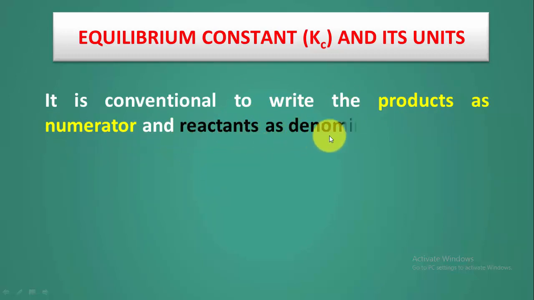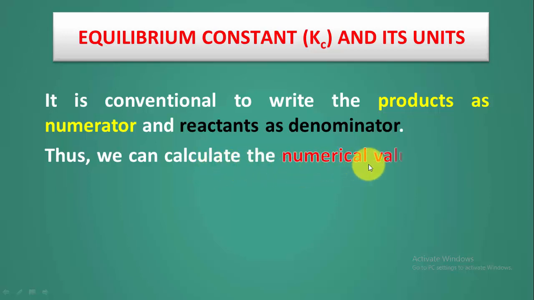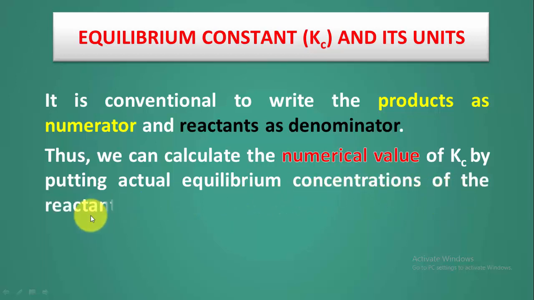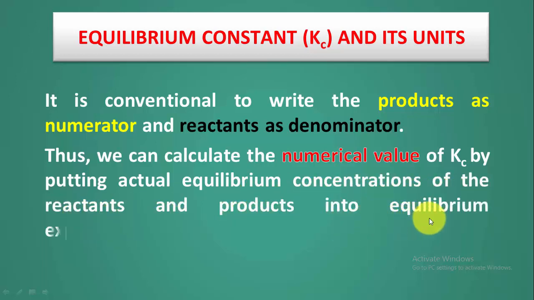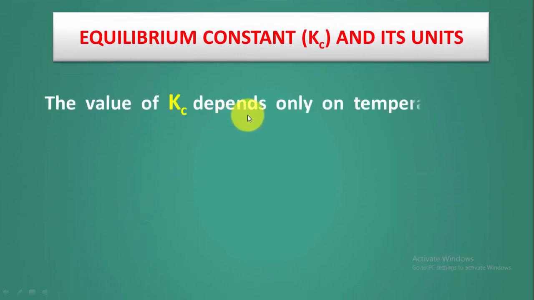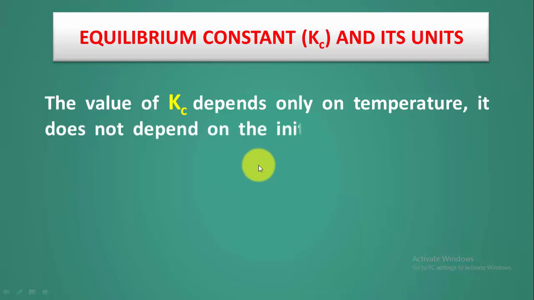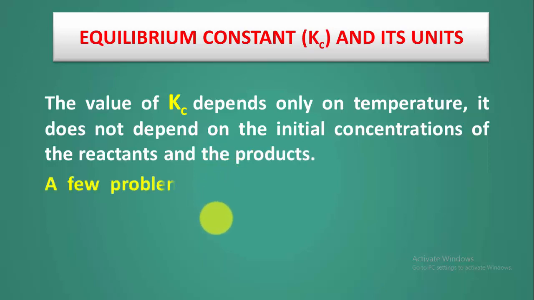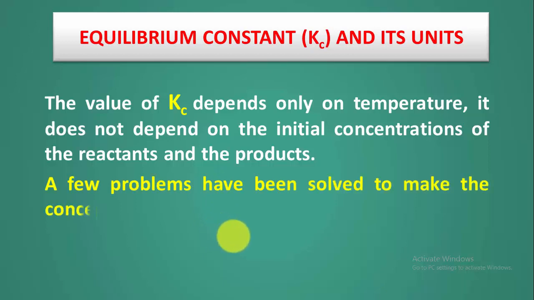So dear students, we can calculate the numerical value of Kc by putting actual equilibrium concentrations of the reactants and the products into the equilibrium constant expression. So we can find the values. The value of Kc depends only on temperature. It does not depend upon the initial concentration of the reactants and products. It means that when equilibrium is established in a reversible reaction, the concentrations remain constant. So the value of Kc does not depend upon the concentrations. A few problems have been solved to make the concept clear.